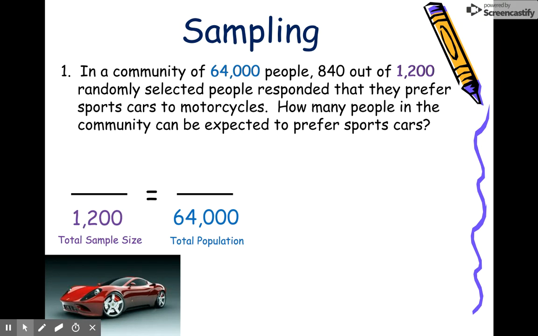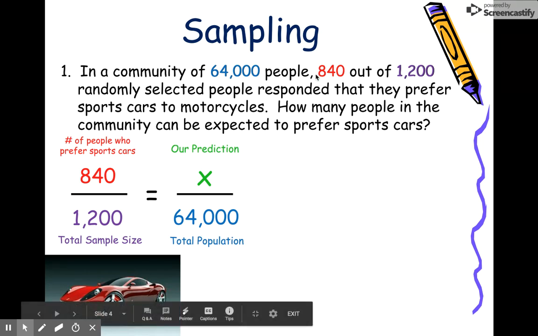And then we think about how many people said yes to this question. So the people that said yes, that they prefer sports cars, is 840. Another way to remember this is that 840 out of 1,200 literally means the fraction 840 over 1,200. So if that helps you set this up, you can also use that as well. And then the value that we're looking for is how many expect to prefer sports cars in the total population. We don't know that, so that becomes our prediction, which is x.